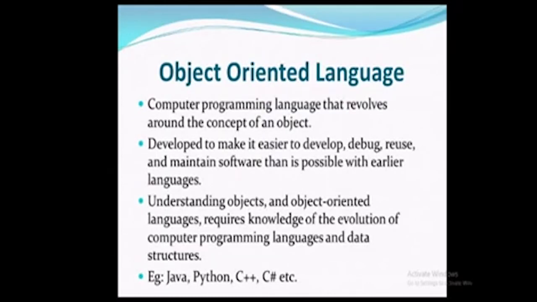Next, object-oriented programming language. An object-oriented language is a computer programming language that revolves around the concept of an object. Object-oriented languages were developed to make it easier to develop, debug, reuse and maintain software than is possible with the earlier languages. Understanding objects and object-oriented languages requires knowledge of the evolution of computer programming languages and data structures. Examples of object-oriented languages are Java, Python, C++, C#, etc.